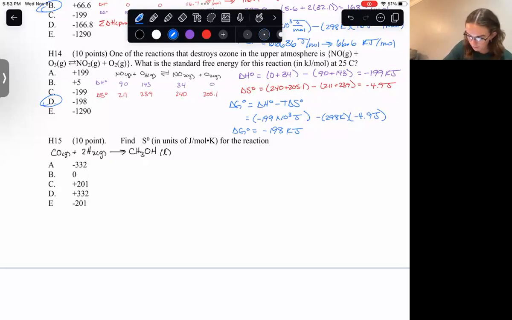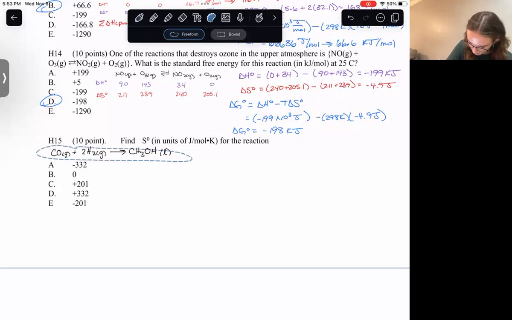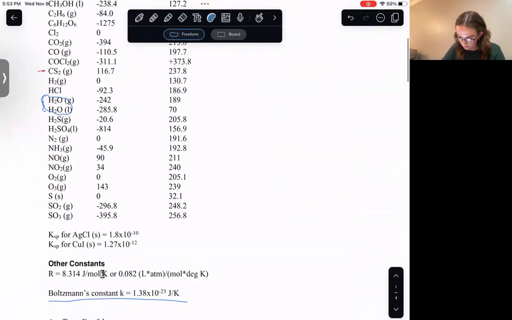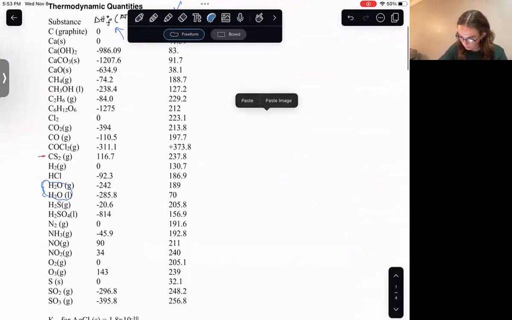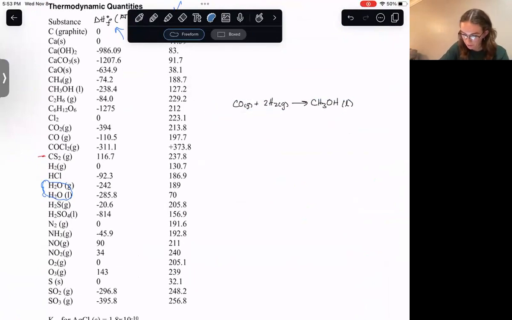So we can copy all of this. Go use our handy dandy chart. Right, we're looking for delta S, so we just need that right-hand side. So for carbon monoxide, we have 197.7. For hydrogen, we have 130.7. And for methanol, we have 127.2.